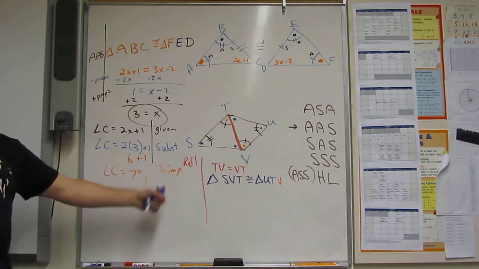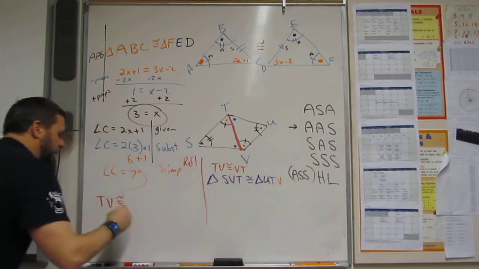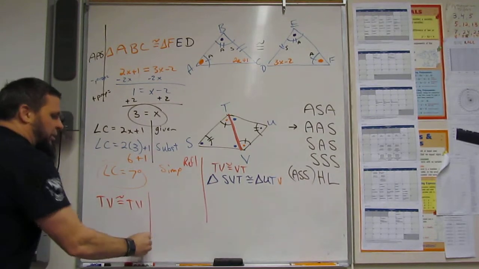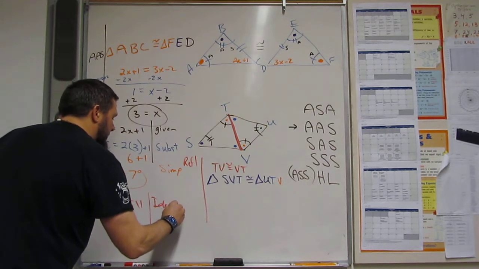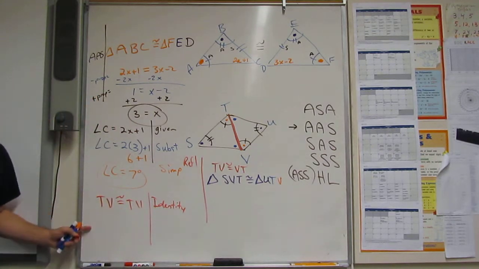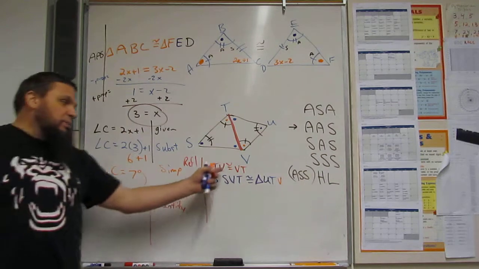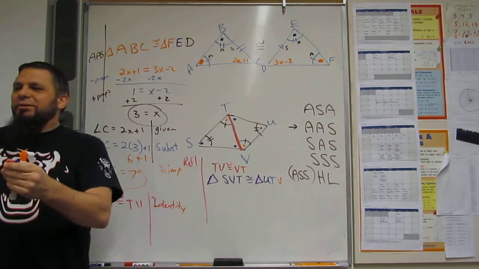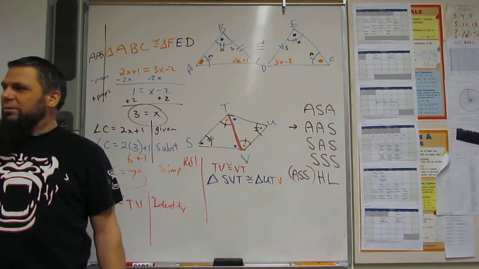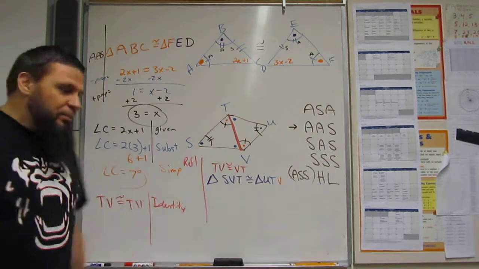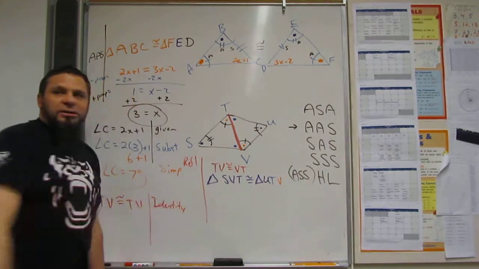Now, if I were to say TV was equal or congruent to TV, what's that called? Identity. Okay? Because they're identical. Does that make sense? Could I say that? Sure. So you could use identity or you can use what's called reflexive. Reflexive means that TV is the same as VT, that goes backwards. It's like reflecting in the mirror. They're reflexive.